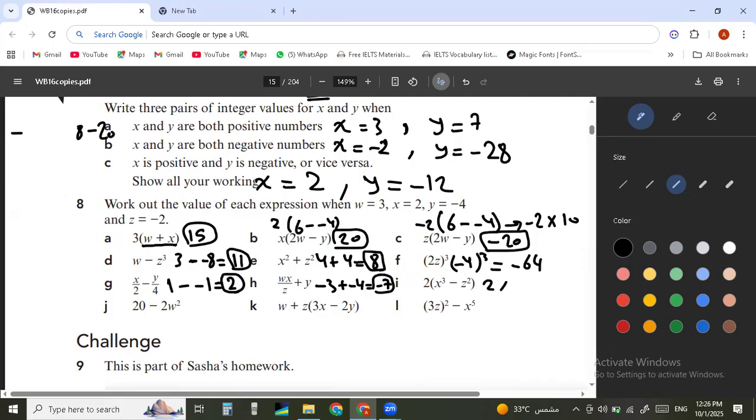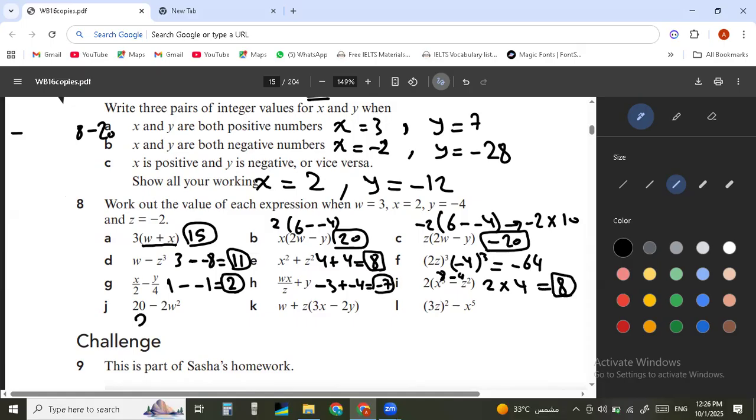Here, 2 multiplied by x cubed, which is 8, minus z squared, which is -2 squared. So it's going to become 4. So you're going to find that it's 8 minus 4, which is times 4, equals 8.